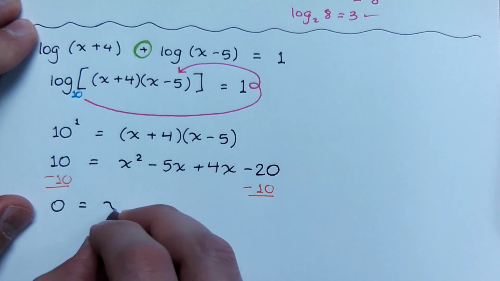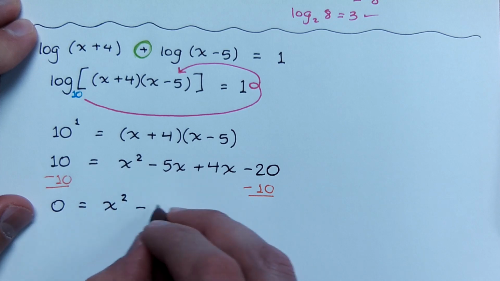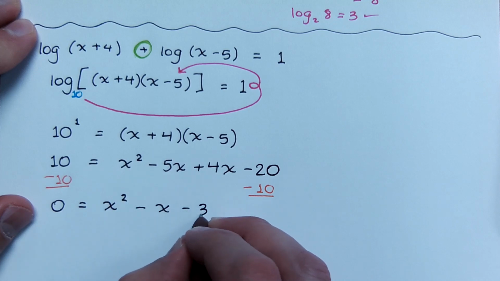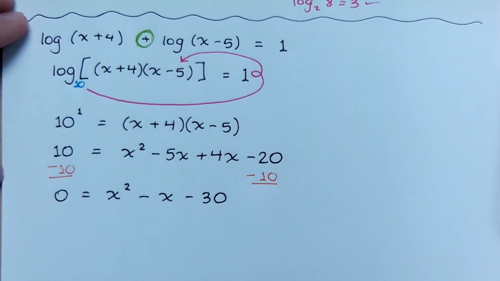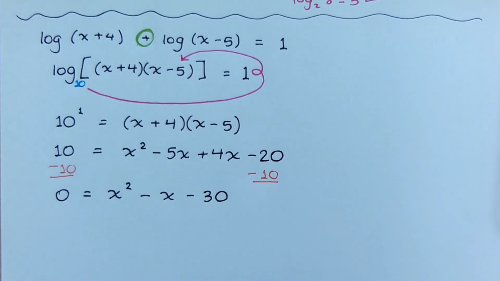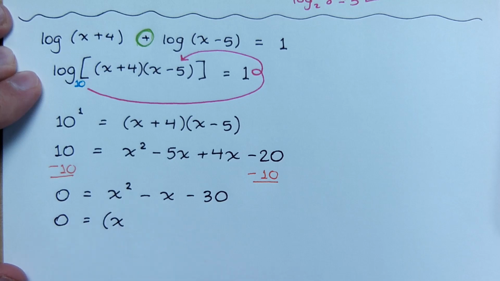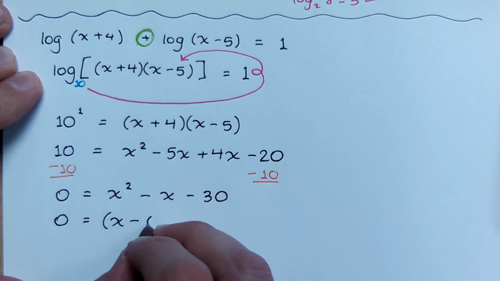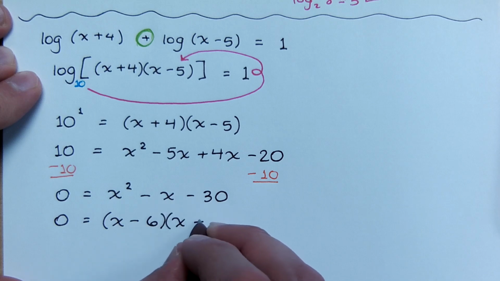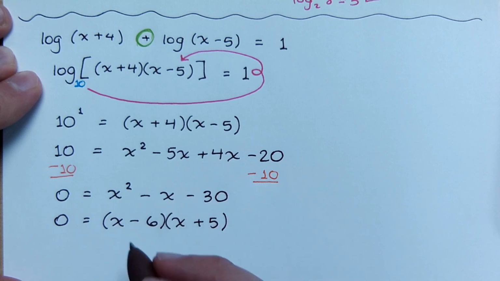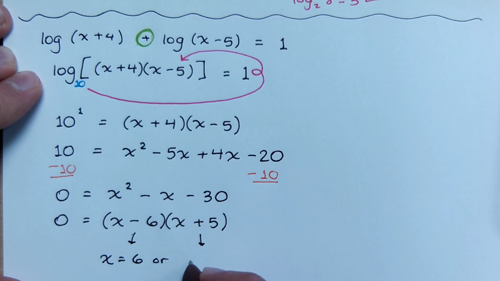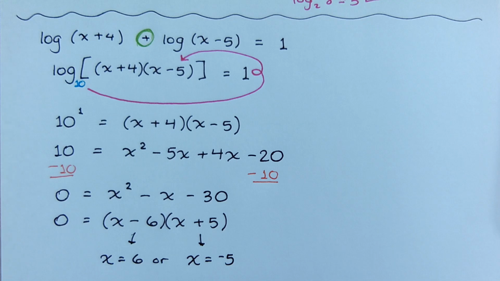So 0, combine like terms on the right side, x squared minus x minus 30. Does this factor? You find factors of 30 that subtract to 1: 6 and 5. What are your signs, though? You have a negative 6 and a positive 5. So x minus 6 times x plus 5. Which means x equals what? x equals 6 or x equals negative 5.